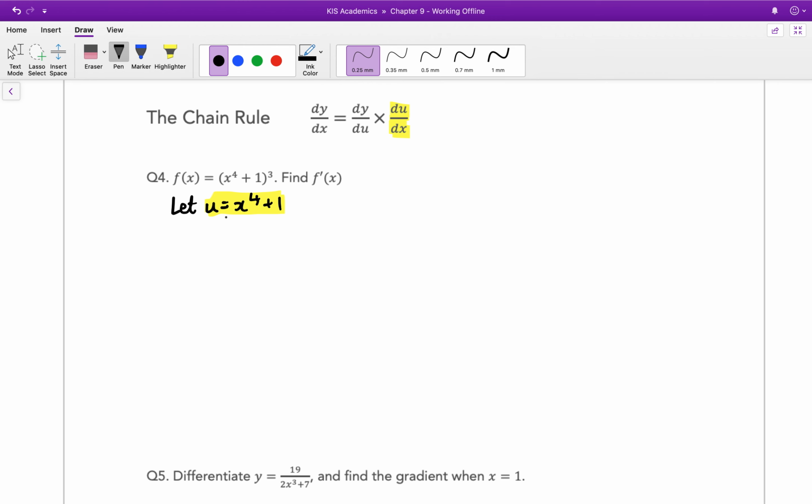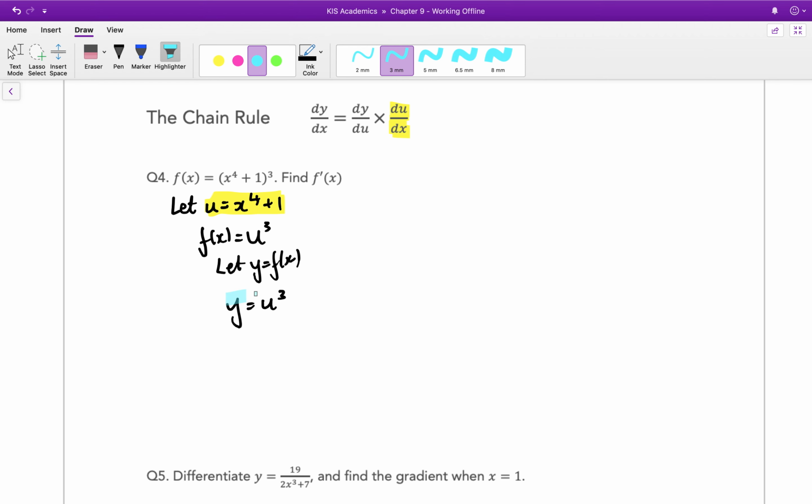And where this comes from is we know that f of x is equal to u to the power of 3. We just substitute u into here. And if we let y equal f of x, that means we get y equals u cubed. So differentiating this one with respect to u will give us dy/du. So once we find dy/du and du/dx, we multiply them together, and that's going to give us dy/dx.